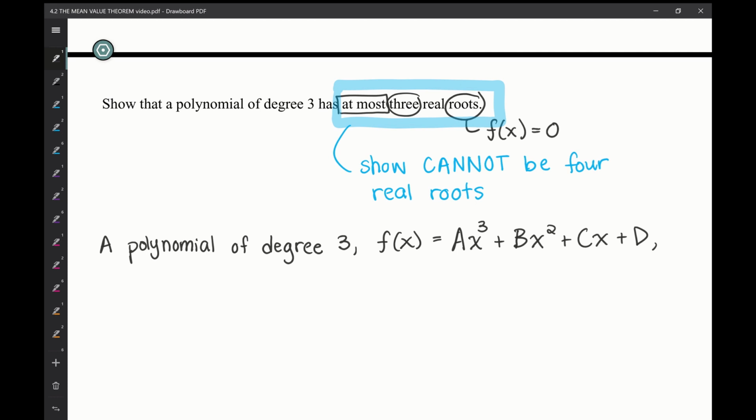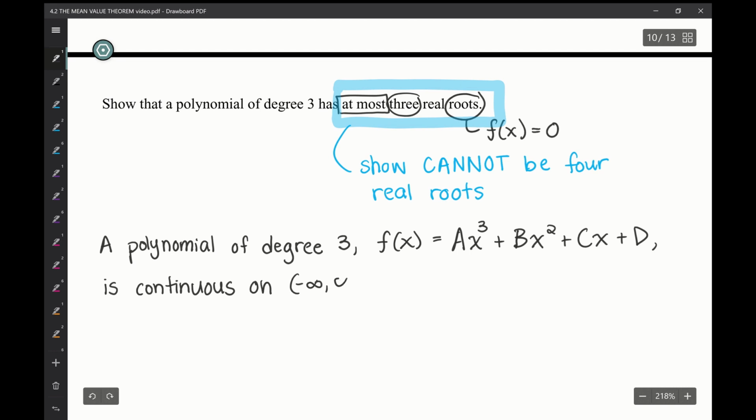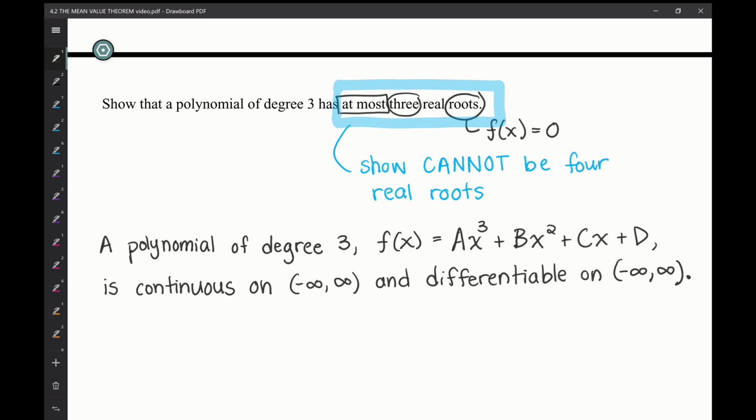So back to our hypotheses though. A polynomial of degree 3 is continuous on the interval negative infinity to infinity and differentiable also on the interval from negative infinity to infinity. Okay.